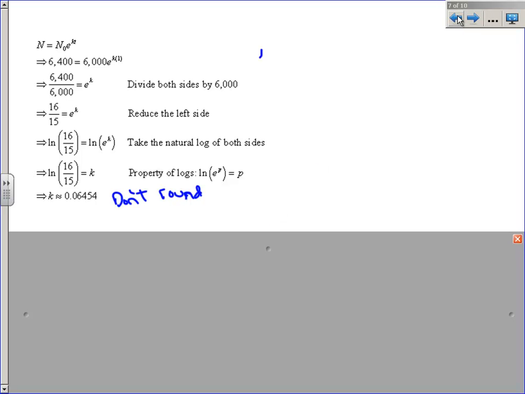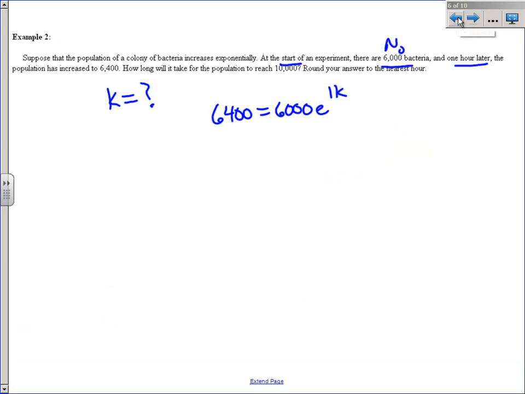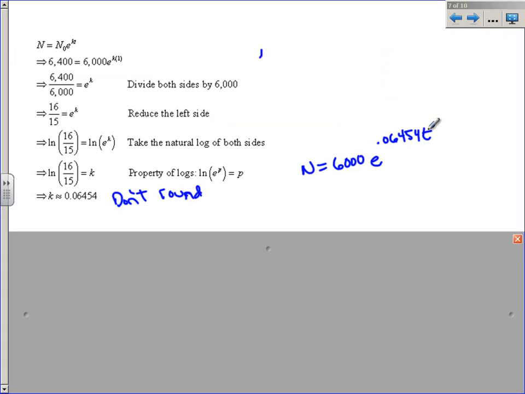Okay, so now that we have that value for K, I now know my formula is N equals 6,000 times e to the kt power. So there's my formula. Let's go take a look at what the question is asking us to find. How long will it take for the population to reach 10,000? So we want to know the value for t that will make this grow to 10,000. So I haven't even answered the question yet. I just had to find the growth rate.